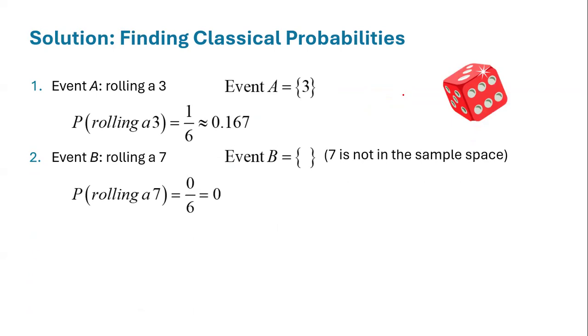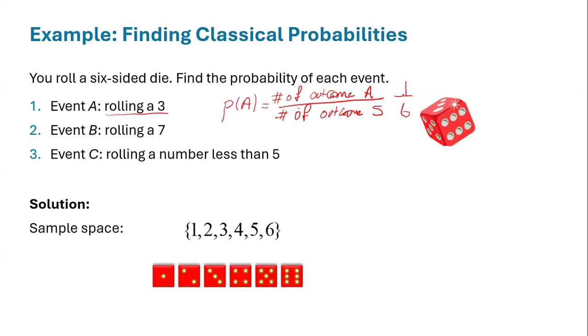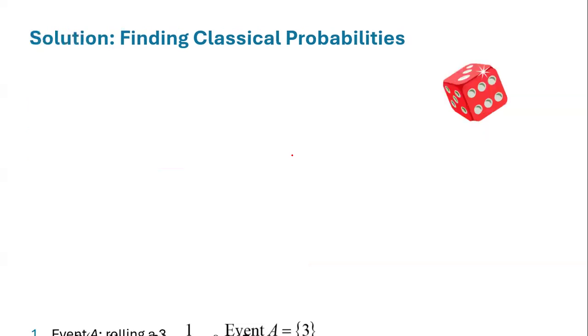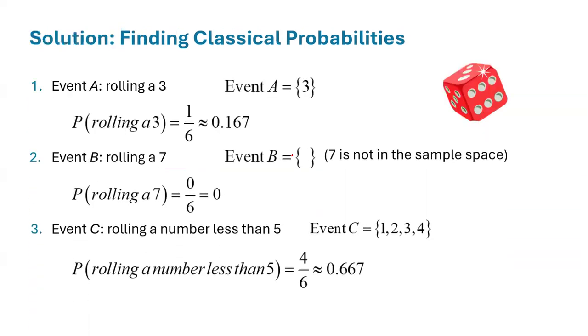And the last one is event C, rolling a number less than 5. You need to find the number of outcomes in event C. How many numbers less than 5 do we have on a die? We have 1, 2, 3, and 4. How many? 4. So it is 4/6 because the sample space is 6. So 4/6, or 0.667, is the probability of getting a number less than 5.